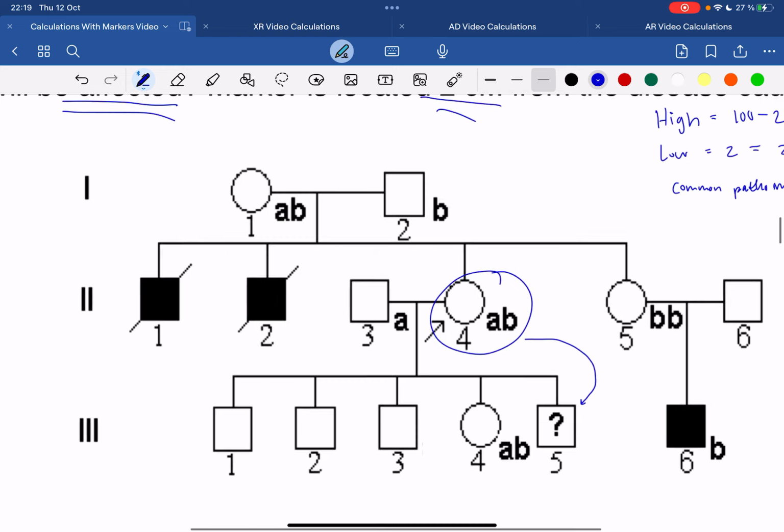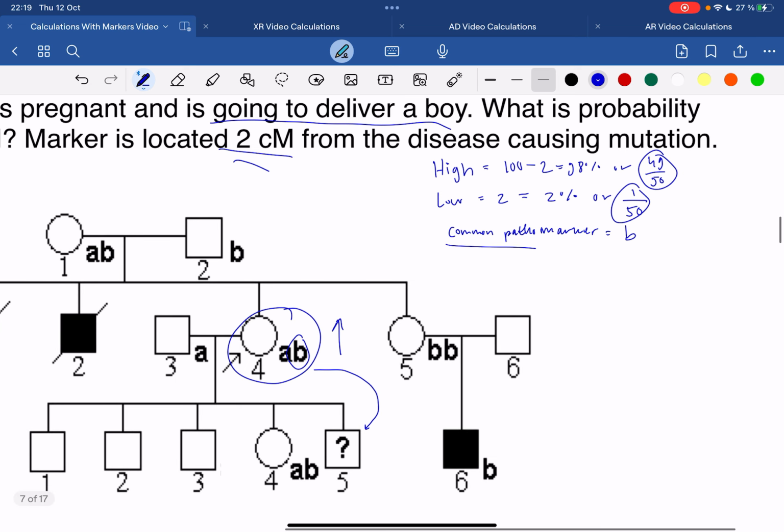Is not carrying the B that she gets from her mom. Why is that important? Well, isn't she carrying the B? Shouldn't it be a high risk because the common patho marker is a B, so we would have a high risk here?